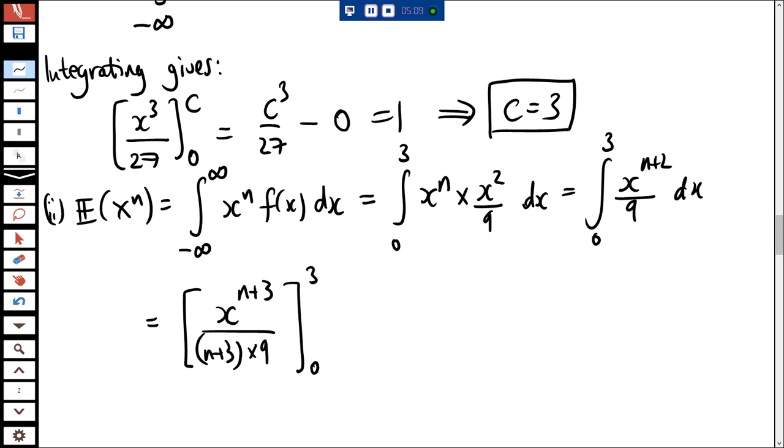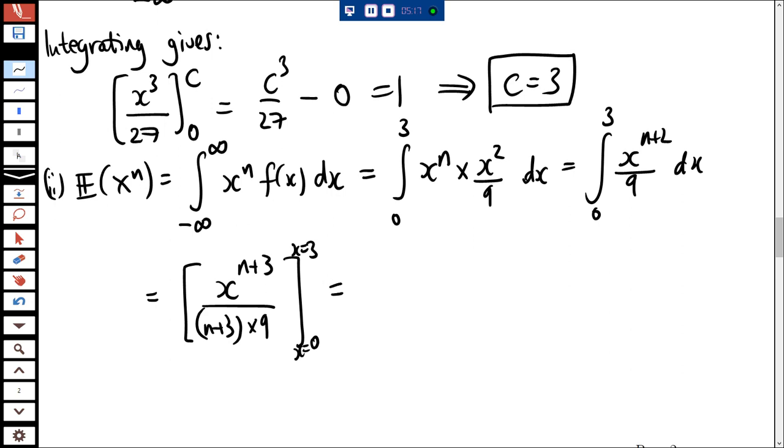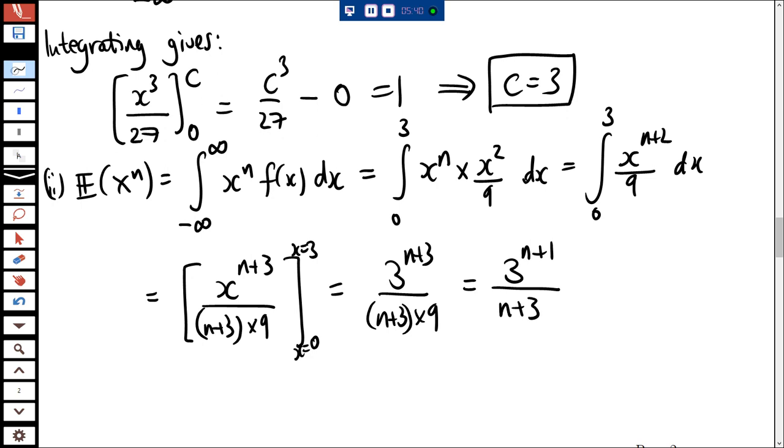Okay, so integrate between 0 and 3. These are x values. I find it useful sometimes to write those on. So what do we have? We have 3, and the bottom just stays the same. I put 0 in, that just gives 0. Okay, that 9 is 3 squared, so I'm just going to take 2 off that power on the top, giving me my final answer: 3 to the power n plus 1 over n plus 3.